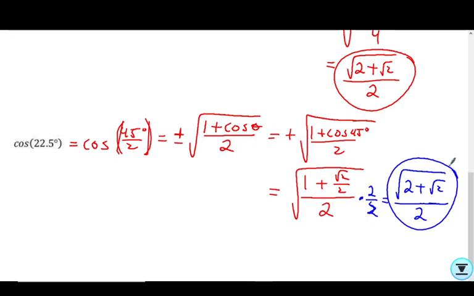Okay? And you can see that this one is the same as the last one. Okay? And that's all there is to it. It's just basically plugging into the equation, doing some algebra, simplifying, and we're done.